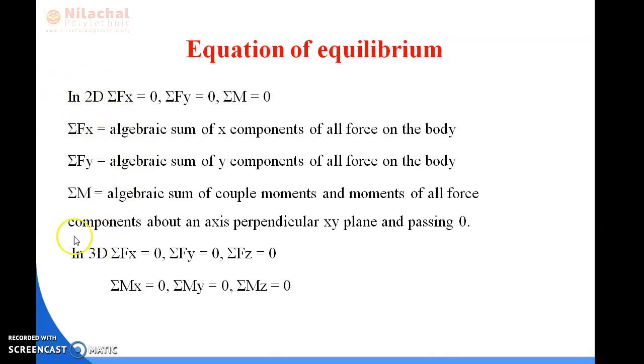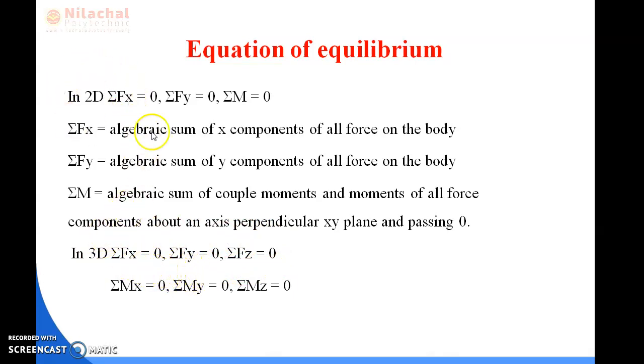Now in the 3D system, that means the three-dimensional system, the z-axis is there. So here you will get 6 equilibrium equations. First is the summation of Fx equal to 0, then the summation of Fy equal to 0, and last is the summation of Fz equal to 0. These are the forces. Now moments are also there.